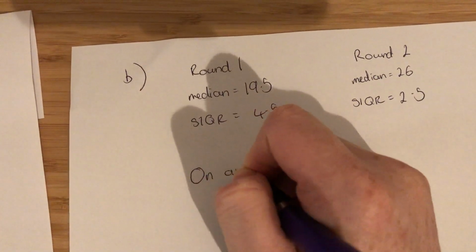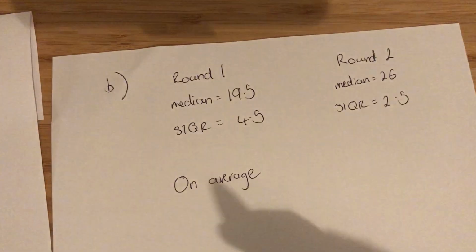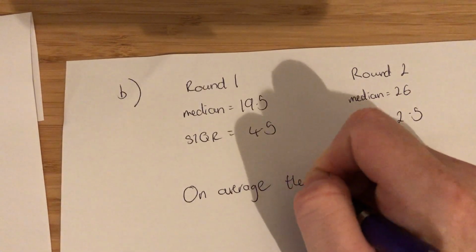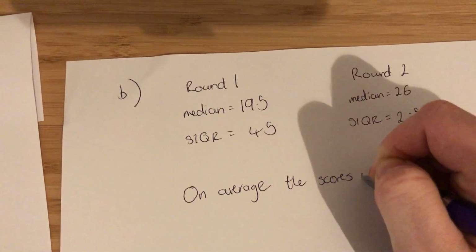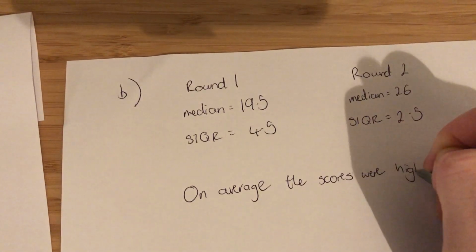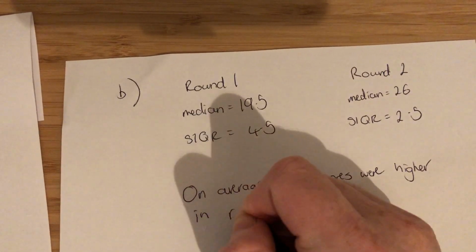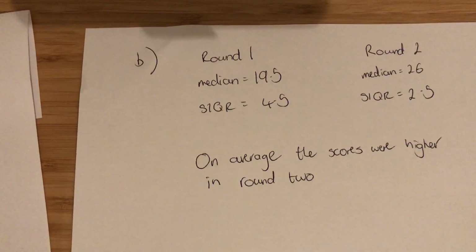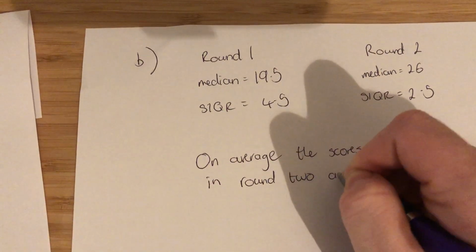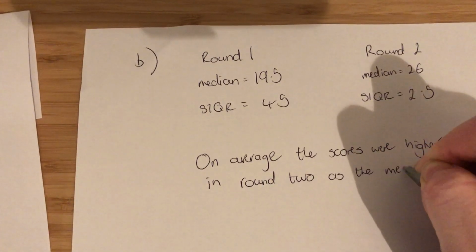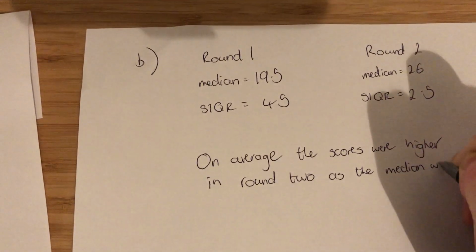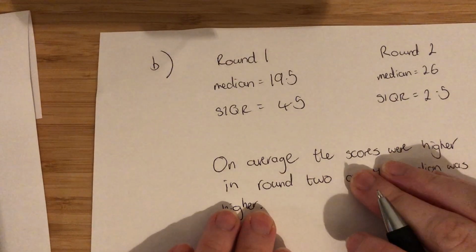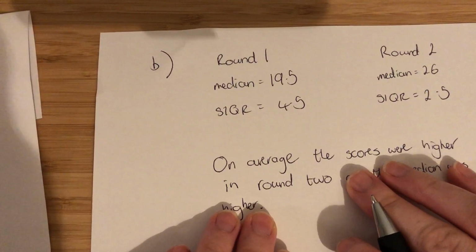On average. Then we look at the scores and decide which one's higher or lower. On average, the scores were higher in round two. And that is all you need to write. You can, if you want, explain "as the median was higher", so you know why you're saying on average, but it's not necessary, as long as you can take that bit out and it still makes sense. On average, the scores were higher in round two.